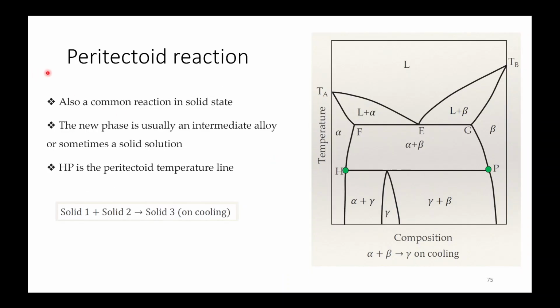Next is the peritectoid type of reaction. It is also a common reaction in solid state. It is the inverse of your eutectoid reaction. Here the new phase is usually an intermediate alloy or sometimes a solid solution. HP is the peritectoid temperature line, and here solid 1 plus solid 2 will convert into solid 3 on cooling. So in this case alpha plus beta is converting into gamma.